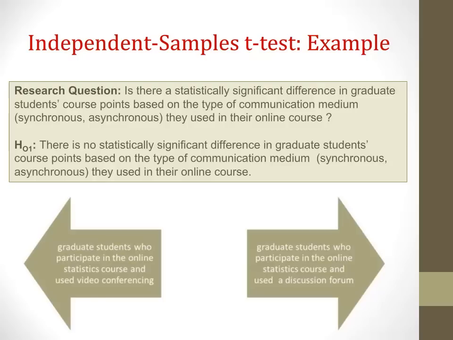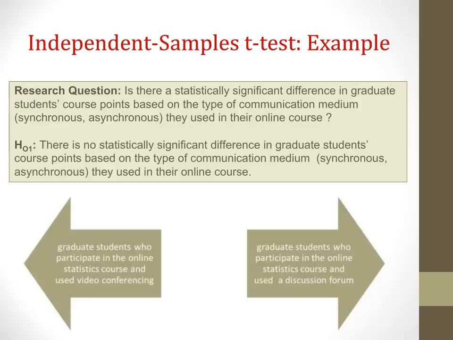So let's say that the researcher wants to test this. The researcher decides to randomly assign graduate students taking a statistics course to one of two groups, the experimental or the control group. Here, the experimental group, we're going to say, consists of graduate students who participate in the online statistics course using the video conferencing medium, whereas the control group consists of graduate students who participate in the online statistics course and use a discussion forum.